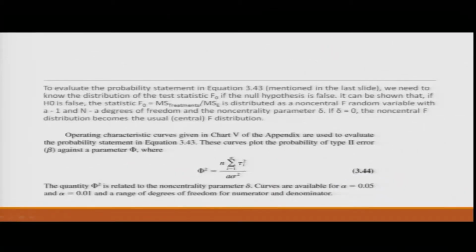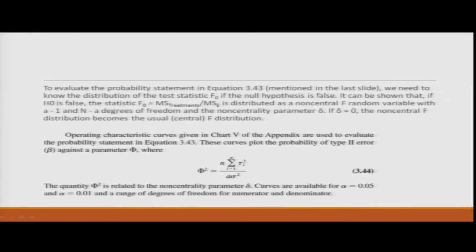So, to evaluate the probability statement of equation 3.43 as per the book, as mentioned earlier, we need to know the distribution of the test statistic F naught if the null hypothesis is false. It can be shown that if H naught is false, then F naught, which is basically the ratio of the mean square of the treatment to the mean square of error, is distributed as a non-central F distribution with a minus 1 and N minus a degrees of freedom and a non-centrality parameter respectively.